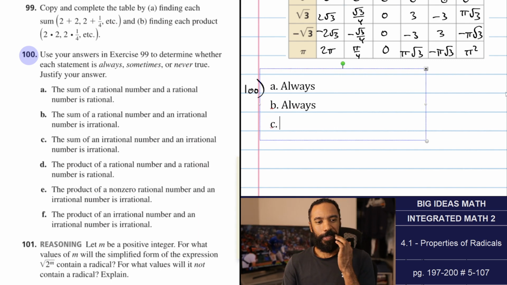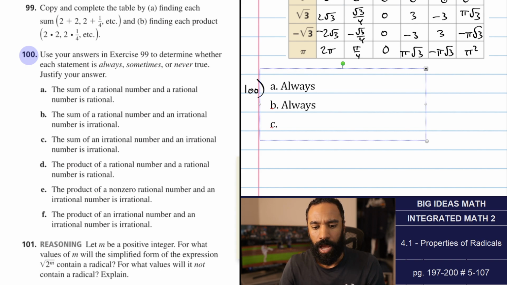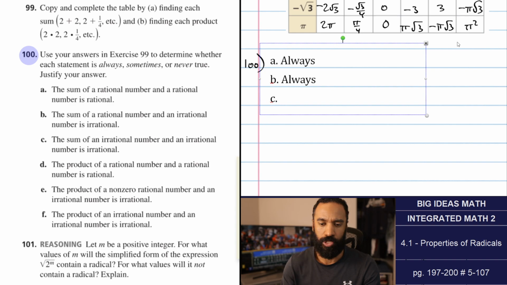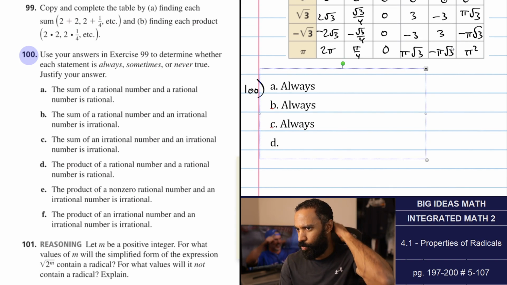C. The sum of an irrational number. Wait, didn't we just say this? Oh, no. Wait. Yeah. The sum of an irrational and an irrational is irrational. I think I mentioned that for the last one. I think I said root 3 plus root 3 is 2 root 3. That's also always true. Unless I'm missing something, that should work out.